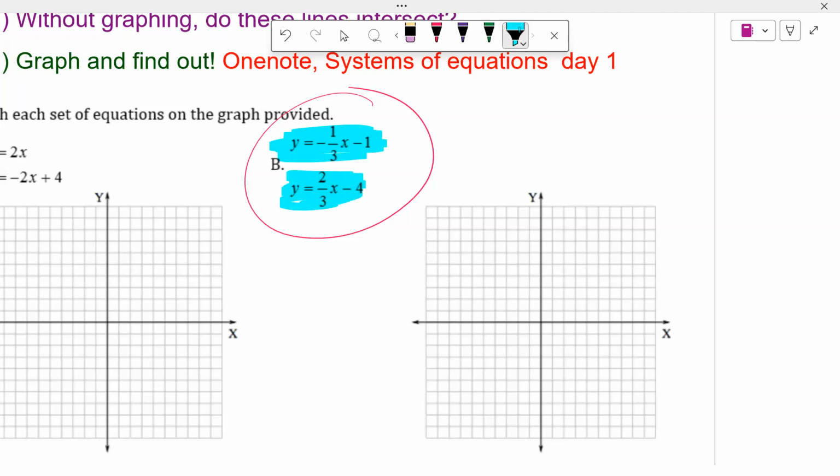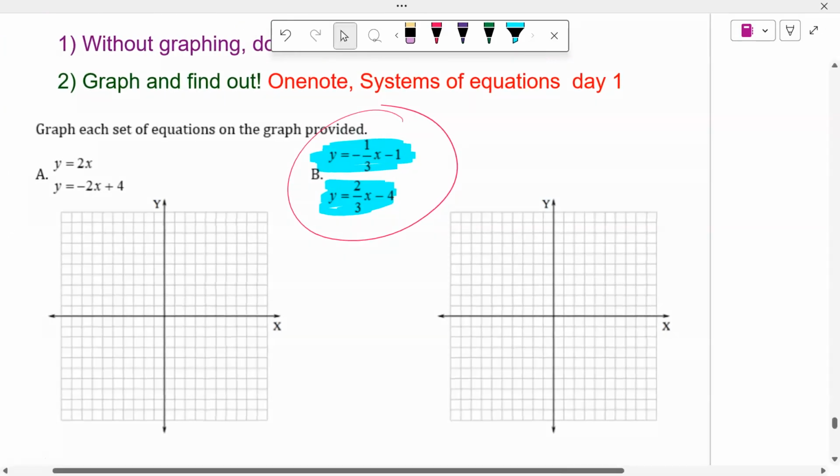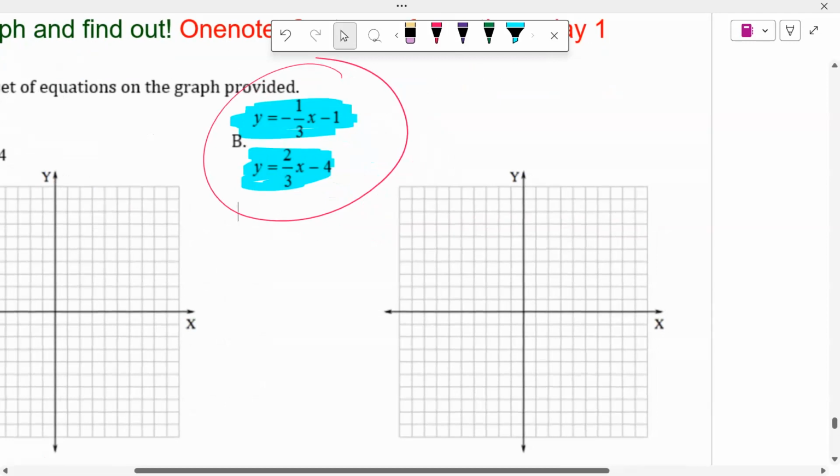So I know for sure they're going to intersect. They're going to cross each other. They have to. There's no way that they won't. Since one is going down from left to right, one is going up, and since lines are infinite, they go on forever, they're going to have to cross each other. So with a system, you're typically looking for the solution to a system, which would be the point of intersection. Keep in mind, not all lines cross, but these two definitely will.